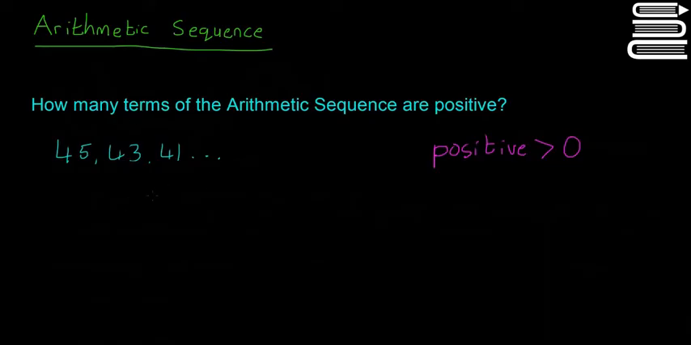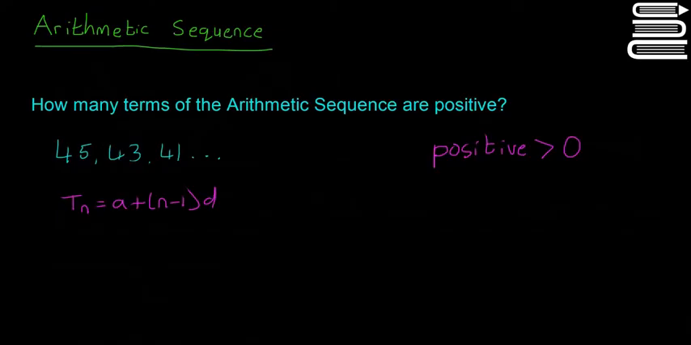Okay, so the first thing we're going to do is find the rule that governs the sequence, the rule that tells us what number is going to come next. We do this for every single arithmetic sequence question. You always need to find that rule. So remember, the rule is in the form t of n is equal to a plus n minus 1 multiplied by d. A is the first term and d is the difference.